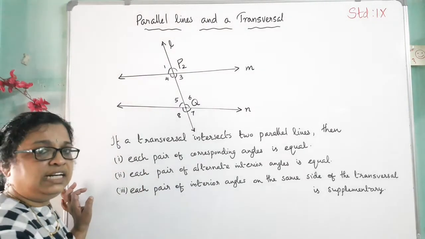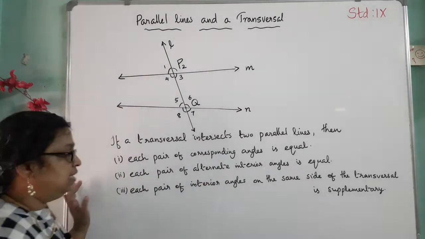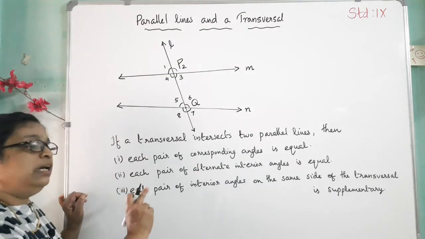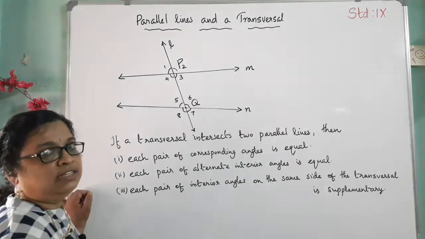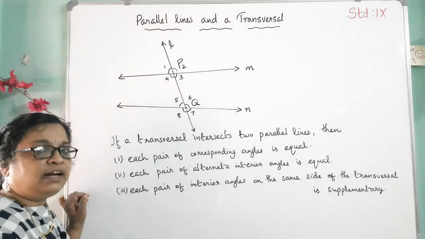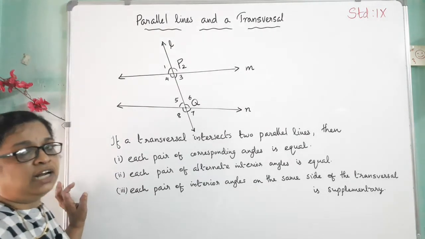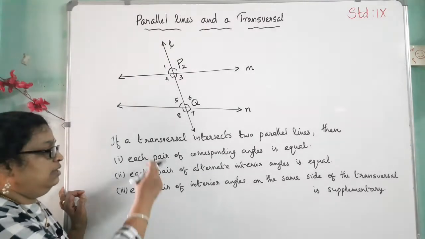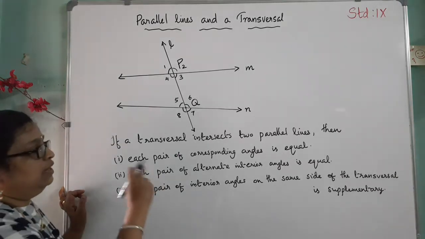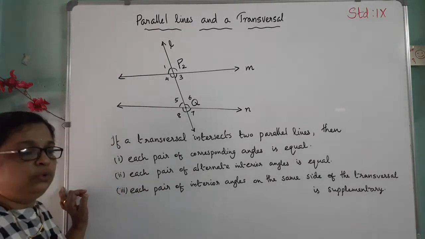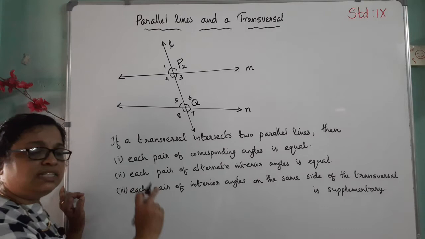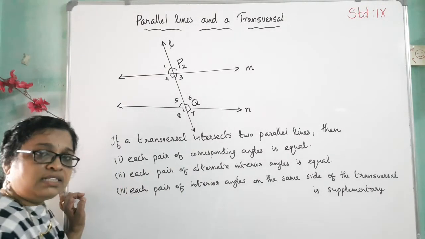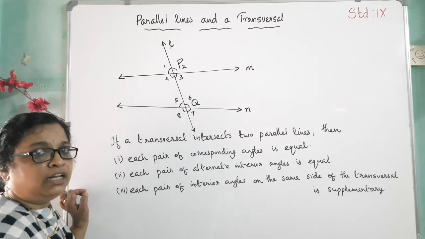If a transversal intersects two parallel lines, then each pair of corresponding angles is equal, each pair of alternate interior angles is equal, and each pair of interior angles on the same side of the transversal is supplementary. The converse is also true. That is, if any one of them is satisfied, then the two lines are parallel to each other. That is, if a transversal intersects two lines, and each pair of corresponding angles is equal, then the lines are parallel to each other.